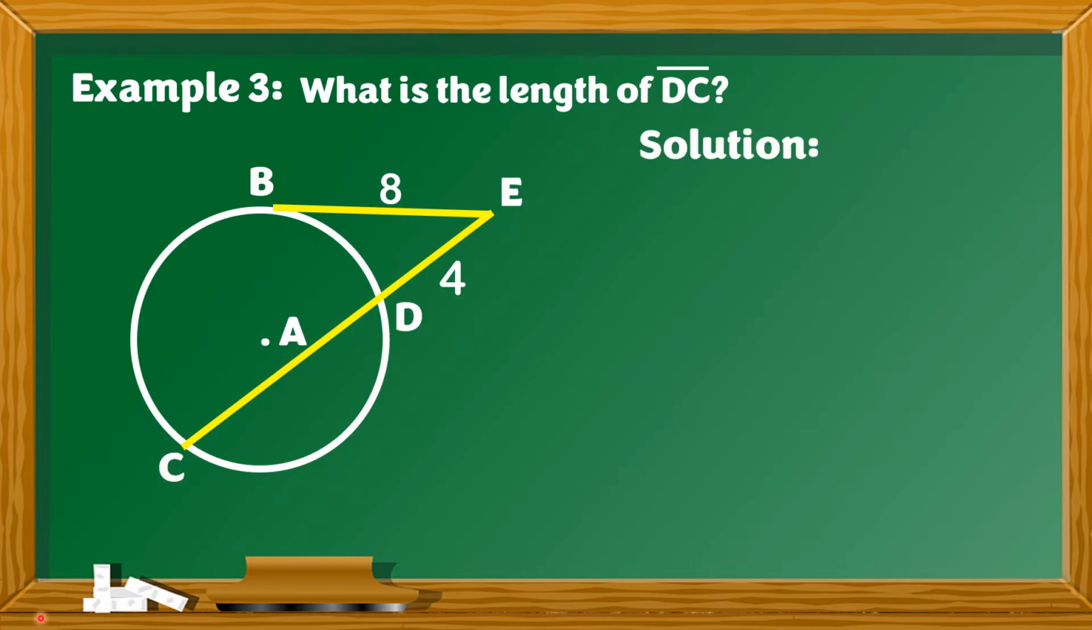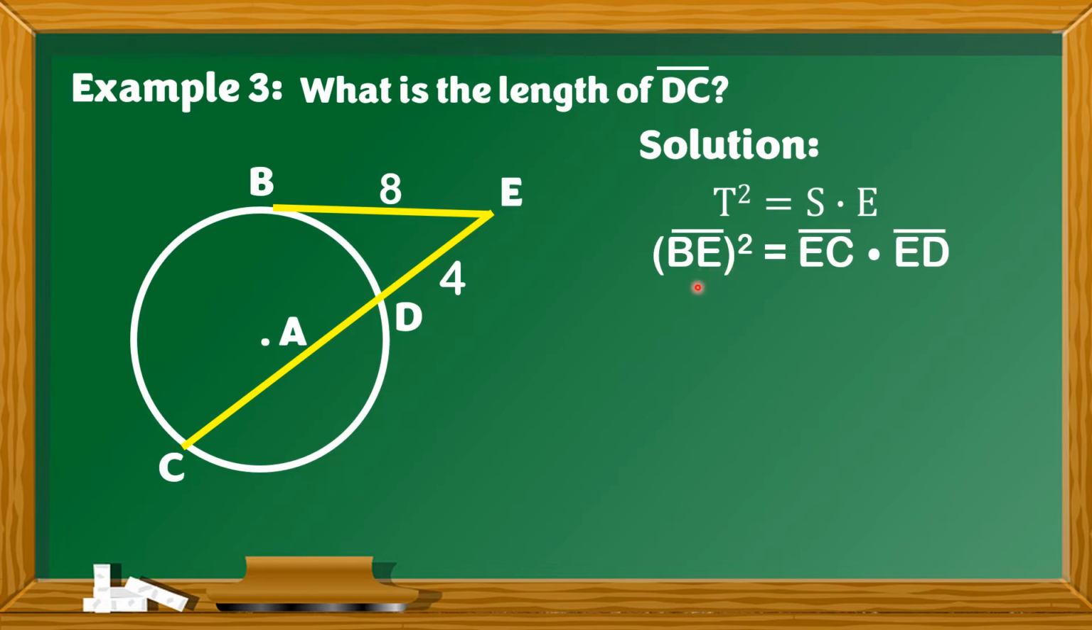So for the solution, by applying the theorem on tangent and secant segments, we have the square of line segment BE, this is the tangent, is equal to line segment EC, that is the secant line, times the line segment ED, that is the external segment. Next, we're going to substitute now. So we have line segment BE is 8. So we have 8 squared equals line segment EC, that is the secant line.